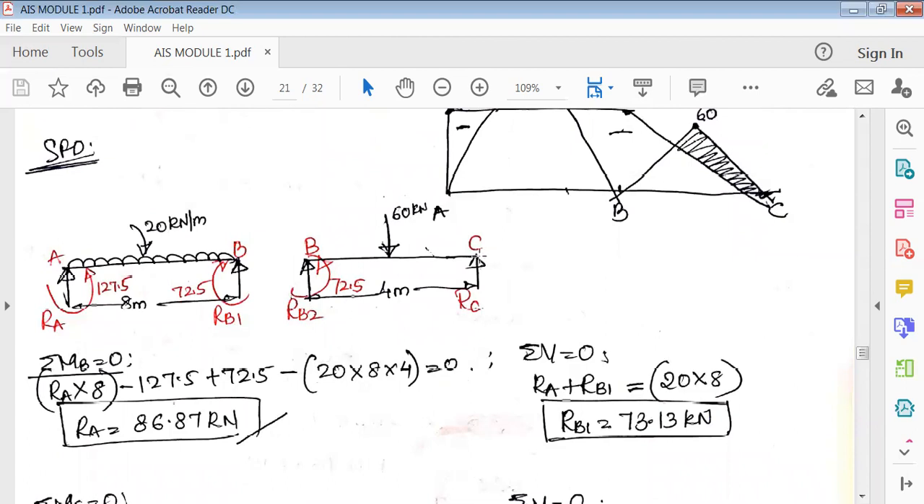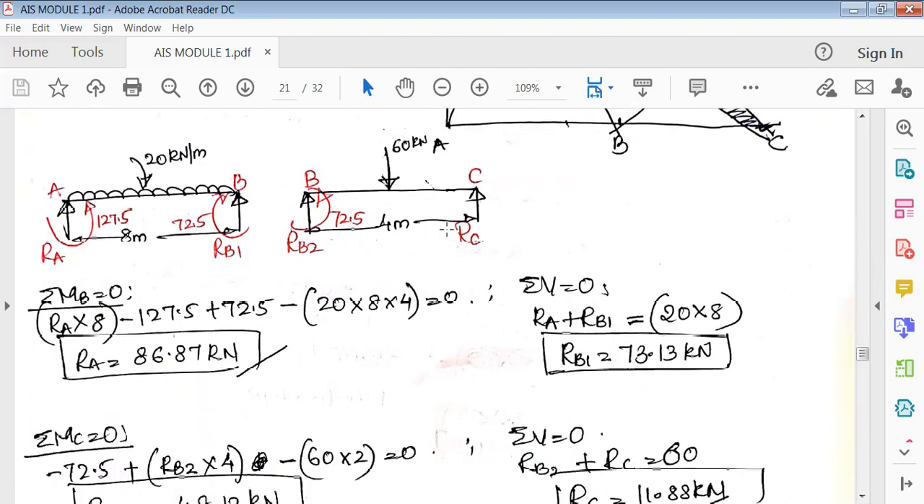Always take moments about the farther section of that particular beam. So first we took moment about B equal to 0, and now we're taking moment about C equal to 0. You can take it vice versa also, otherwise you need to solve one more step. That's why I'm taking moment about C first, the farther first.